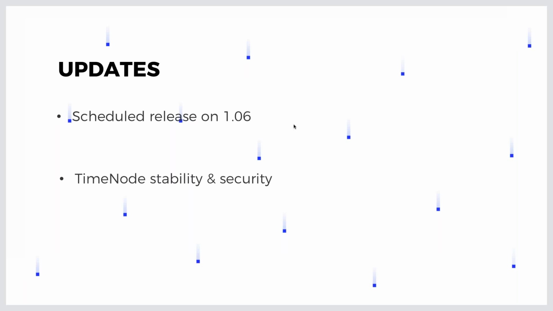As you may know, we're working in 2-week batches, or sprints, and last week we presented what was included in the last release. The next release is scheduled for the end of this week, Friday. The team has been focused on TimeNode stability and security, so we're planning to bring you new exciting stuff around the TimeNode.